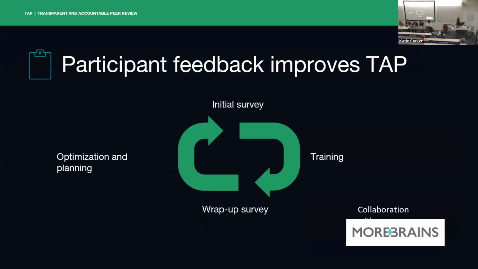And then the last feature I think that's important for the training is that it's really the participant feedback that improves TAP. So we go through our optimization and planning phase. We work with More Brains. So we conduct an initial survey of participants. We do the training. There's a wrap-up survey that goes to both participants and mentors. What worked well, what didn't, what was not as useful to know, what do you wish you had learned? And that's done in collaboration with More Brains. And that really informs our process for the next year.